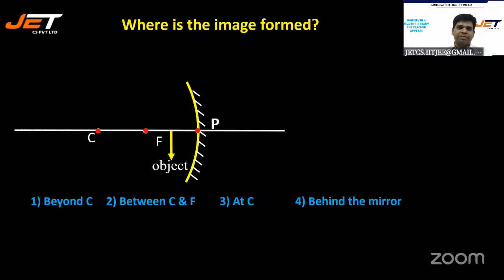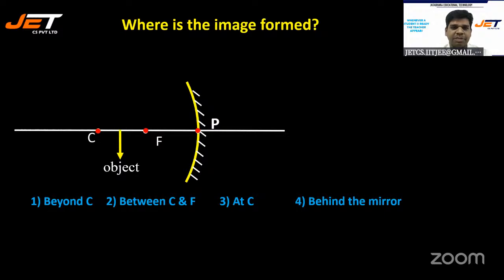But look at the object. It's inverted. I mean, it's below the principal axis. And yes, it's behind the mirror because the object is between F and P. The image will be behind the mirror: virtual, erect, and enlarged. If the object is below the principal axis, the image will also be below the principal axis.